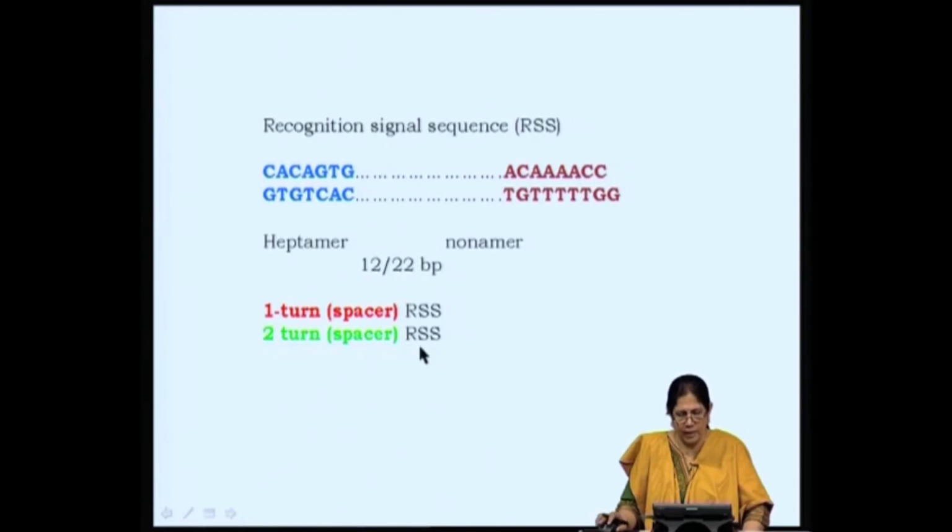Now, it is a rule that the segment with one turn RSS joins with two turn RSS. Therefore, all the V gene segments on the 3 prime side have, let us say, heptamer and nonamer separated by 12 base pairs, so one turn RSS, and all the J gene segments have on their 5 prime side two turn RSS. Like I said, it is a rule that when joining takes place, always a one turn RSS comes together with two turn RSS.